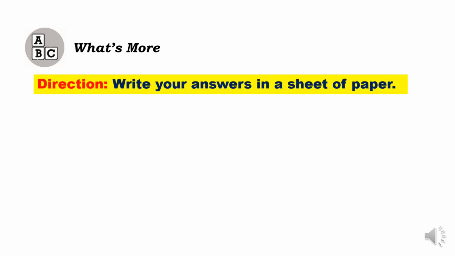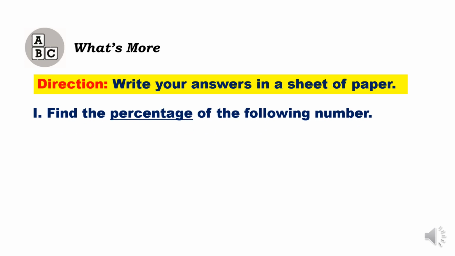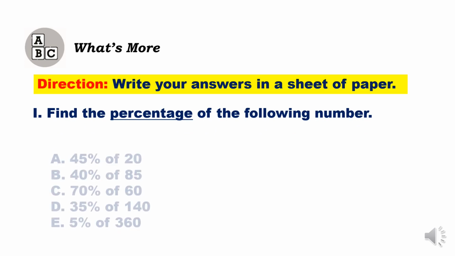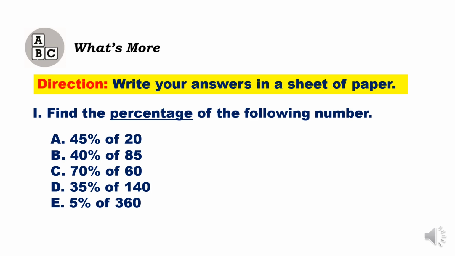Write your answers on a sheet of paper. Find the percentage of the following numbers. Letter A, 45% of 20. You multiply 45%, it becomes 45 hundredths times 20, and that is 9. Then, letter B, 40% of 85. Change 40% to a decimal, and that is 40 hundredths times 85 equals 34. Then try to answer letters C, D, and E.